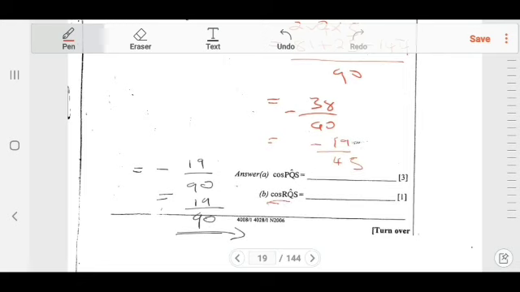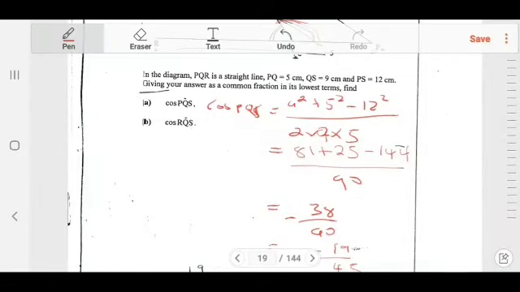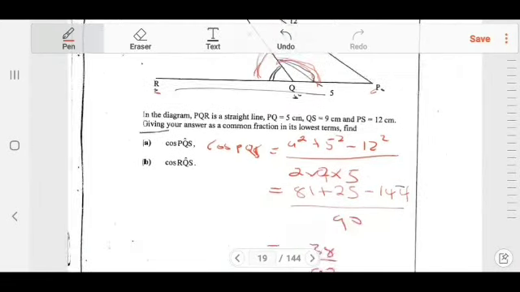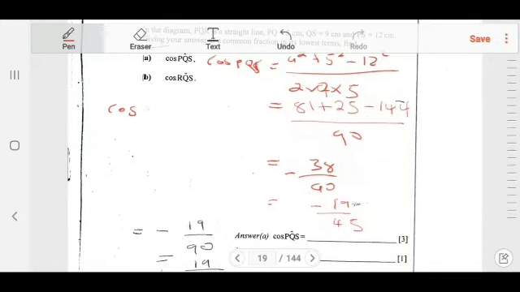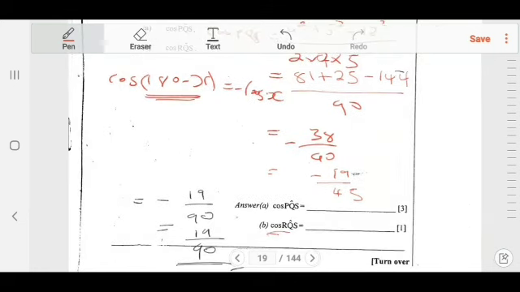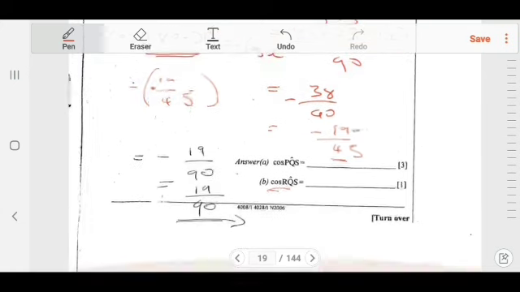Okay, then here's what? RQS. So we want this one. Okay, so we know that cos of 180 minus x equals to negative cos x, so what we have now is this one. So we want this one. So we're going to say negative times this one. So negative times negative 19 over 45, which is equal to 19 over 45.